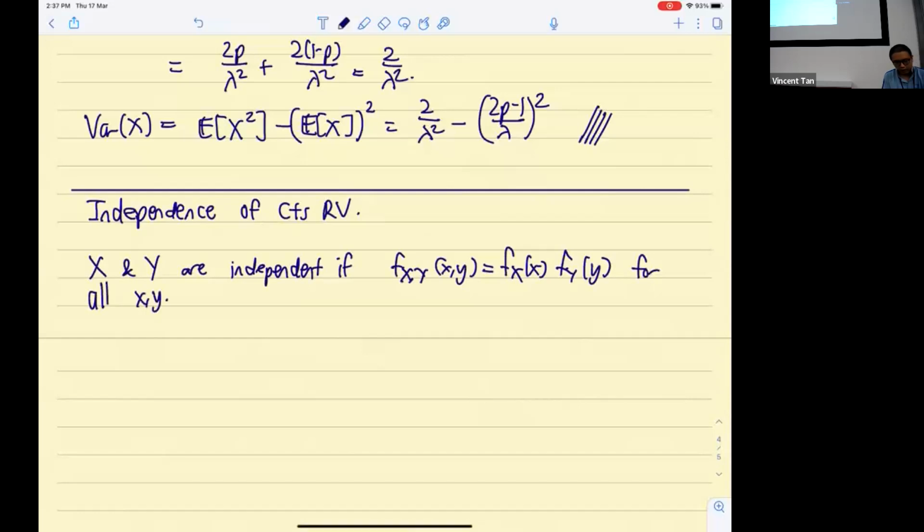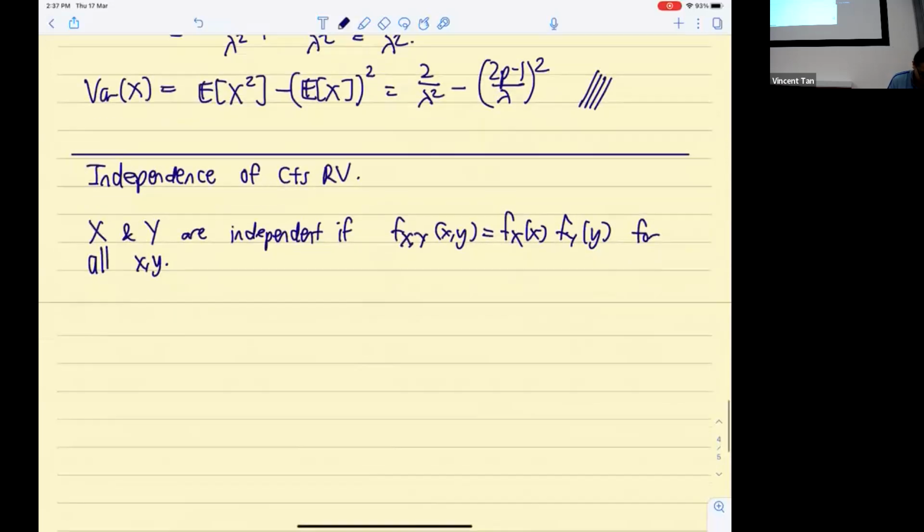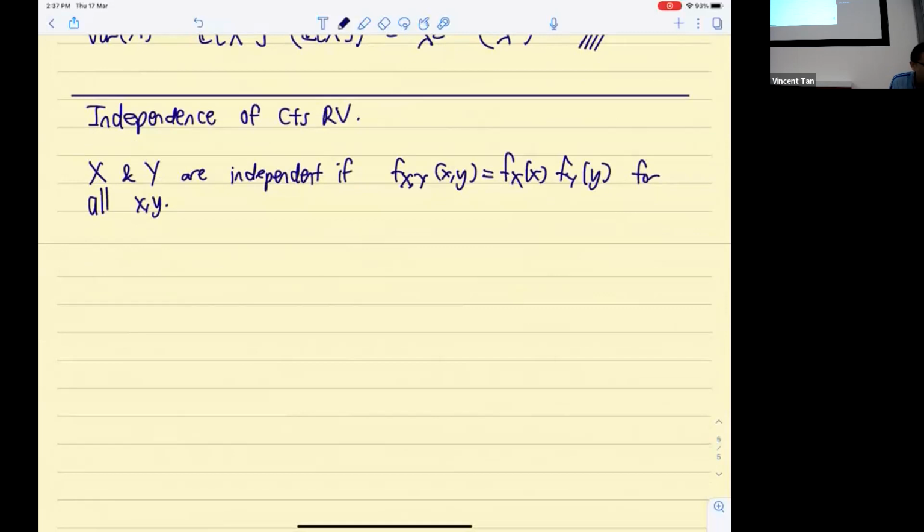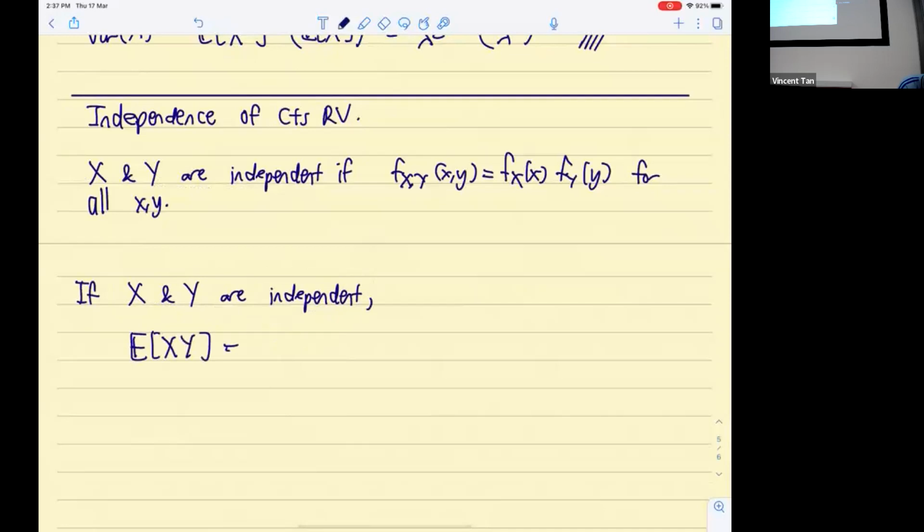Okay, so the only thing we need to check is this. But what are some of the implications of independence? Now, if x and y are independent, then many good things happen, right? If x and y are independent, we have that the expectation of their product is equal to the product of their expectations.